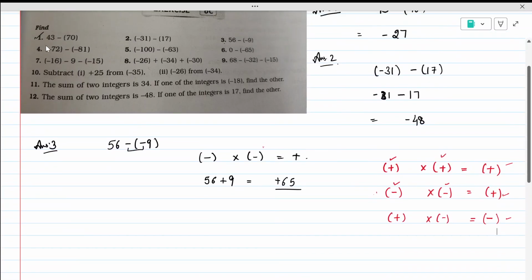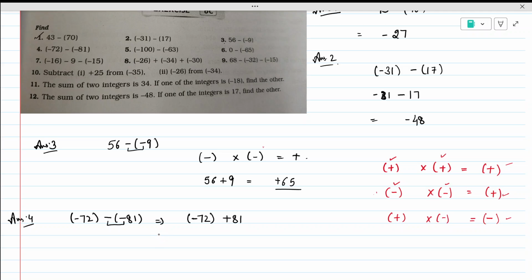Now let us take the fourth question. Answer 4. It is minus 72 minus minus 81. So let us simplify it first. Minus 72 will be as is, no changes to it. And now we have one minus in multiplication with another minus. So minus multiplied by minus will become plus. So instead of both these minus, I can write straight away a plus sign and then the number 81. So now what I have is 81 in positive and 72 in negative.